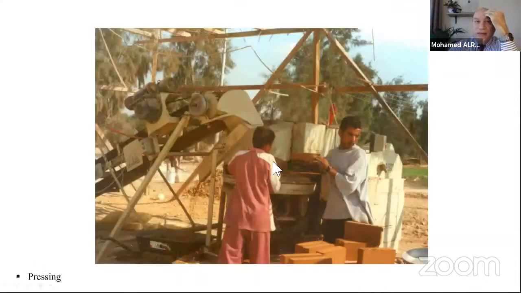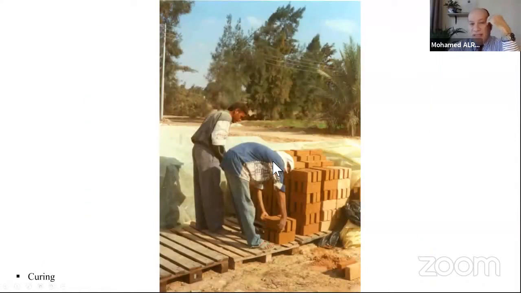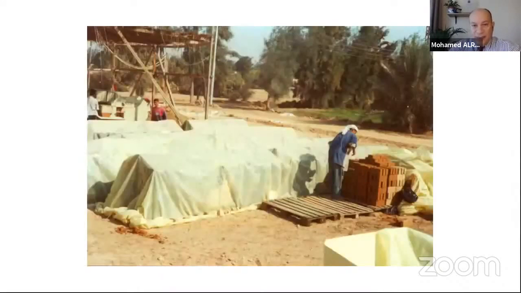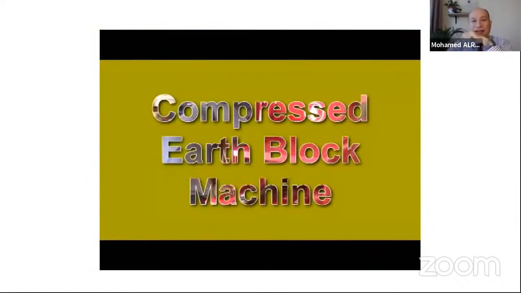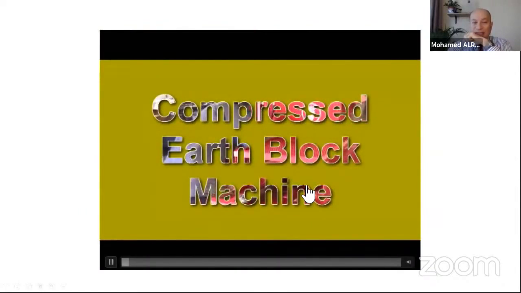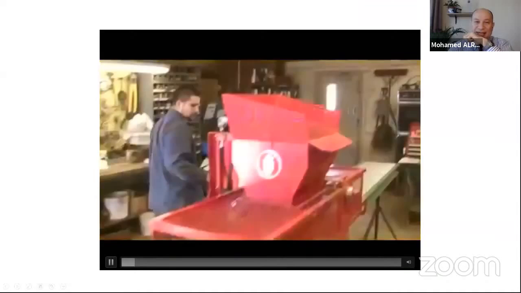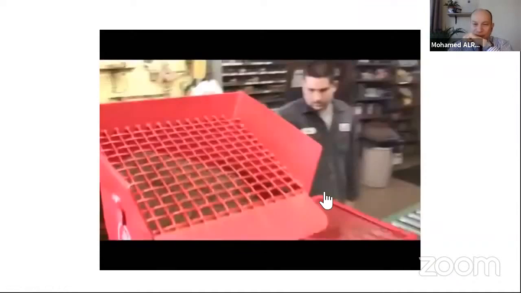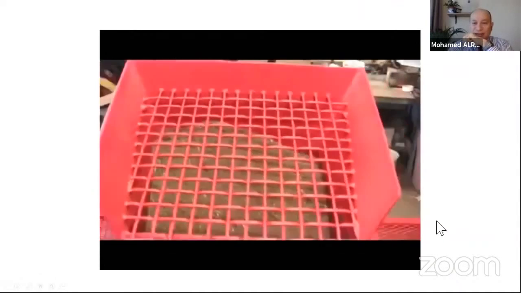And we press it under the press. And then we take it to the curing area, because it depends on the stabilizer you are using. If you are using cement, it is different than when you are using lime as a stabilizer. This is a video showing you the last stage of the process. It is a hydraulic press, a simple hydraulic press.